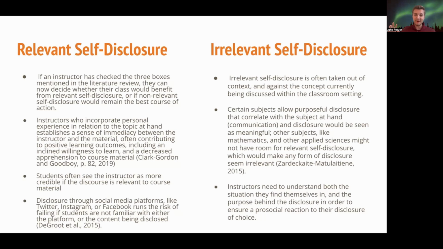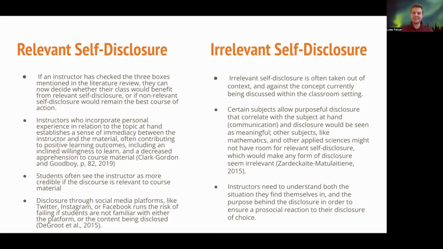Now, when we're talking about completely irrelevant self-disclosure, it's often taken out of context. It's against the concept being discussed within the classroom setting. Now, some subjects within the university setting are going to be much easier at disclosing with relevant information, like communication classes. Now, other subjects like math, like physics, like those applied sciences, they might not have room for any relevant self-disclosure. And then any of that disclosure might seem irrelevant.